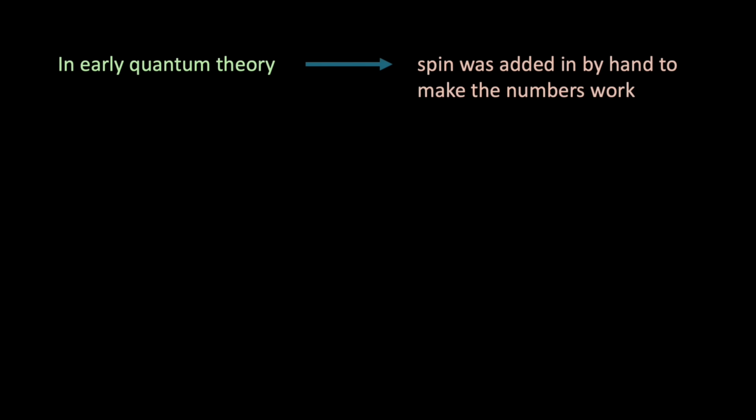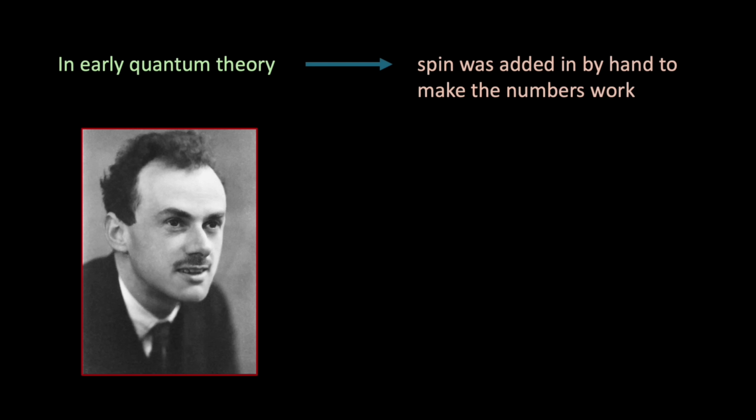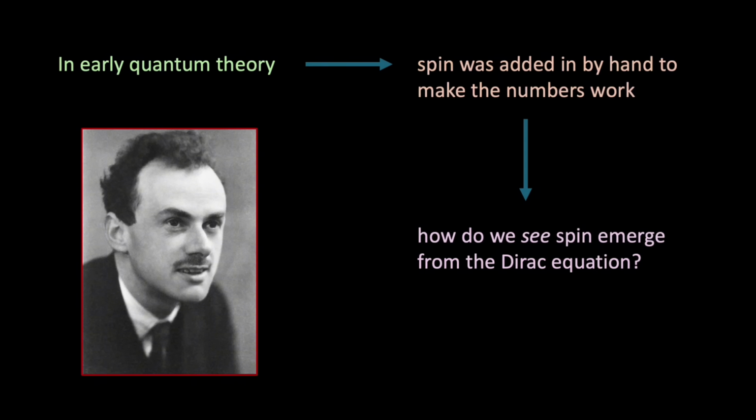In early quantum theory, spin was added in by hand to make the numbers work. But Dirac changed that, not by adding spin in, but by writing down a theory so fundamental, so rooted in symmetry and logic, that spin simply fell out. It was no longer a bolt-on, it was built in. But how do we see spin emerge from the Dirac equation? To answer that, we need to ask a deeper kind of question.